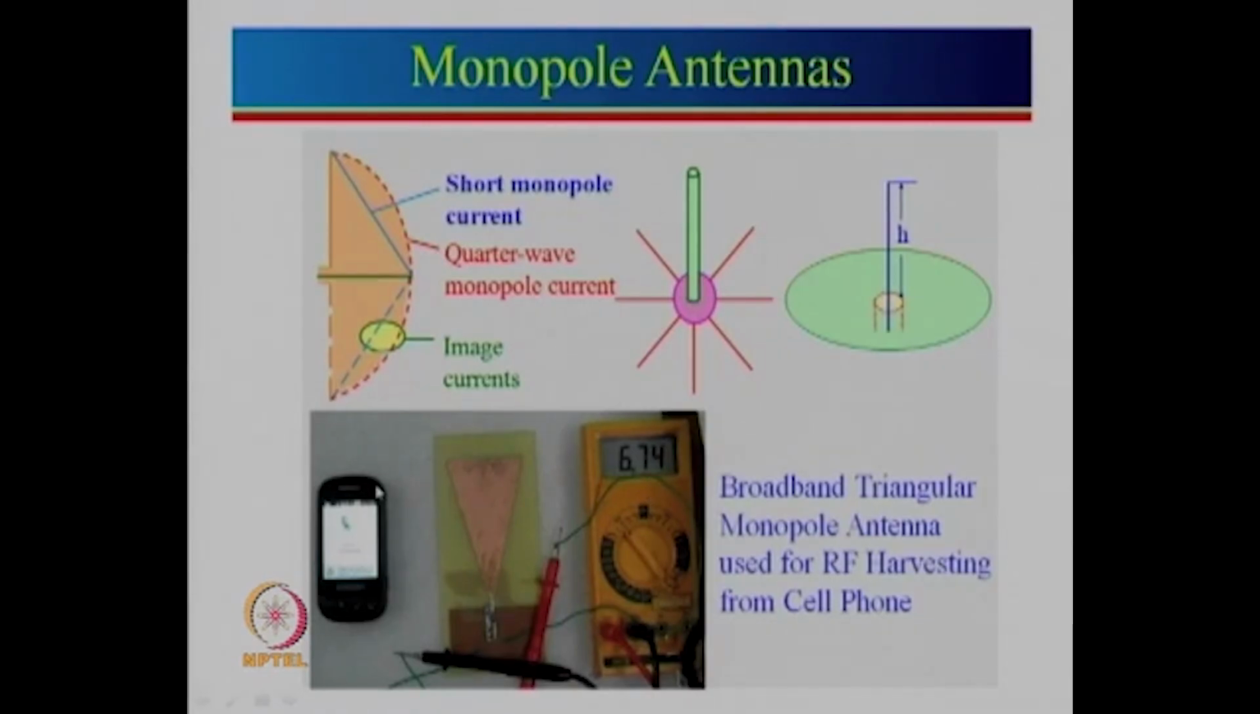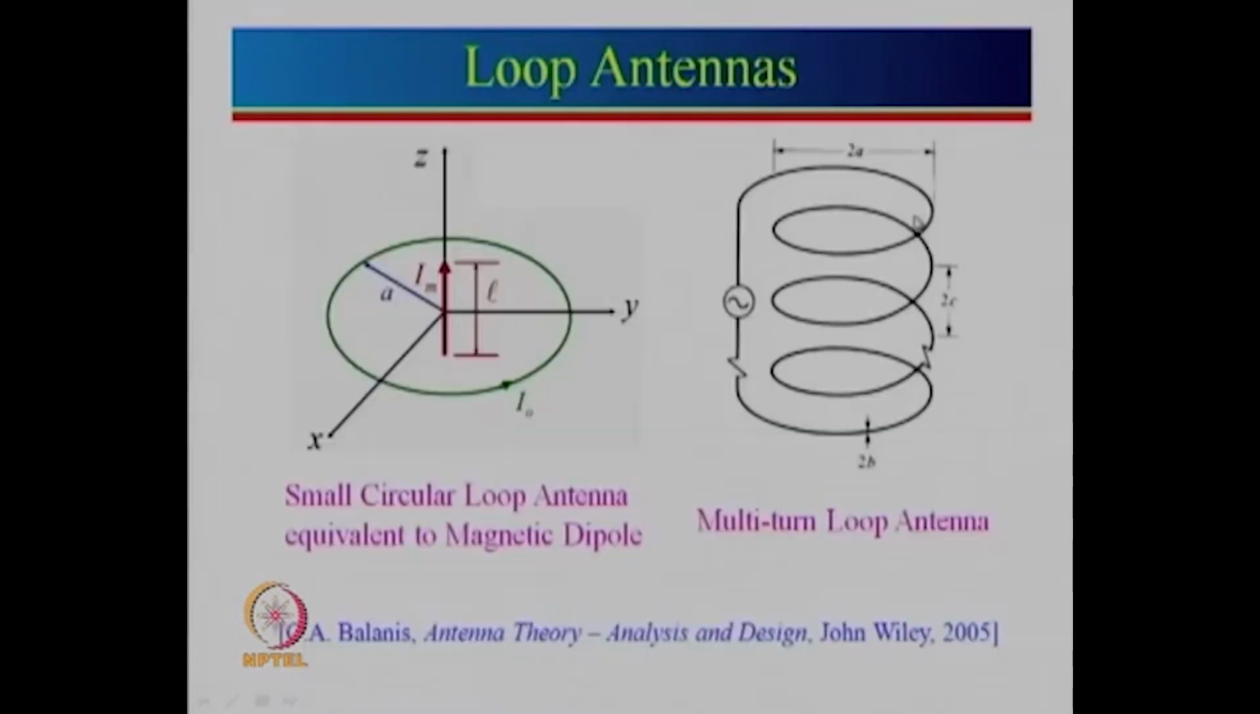You will be shocked to see that it actually generates about 6.7 volt. So, imagine what a mobile phone can do. It can actually generate such a high voltage. In fact, this voltage can be used even to charge a battery. So, it is a perfect example for RF harvesting application. Then we will look at loop antenna.